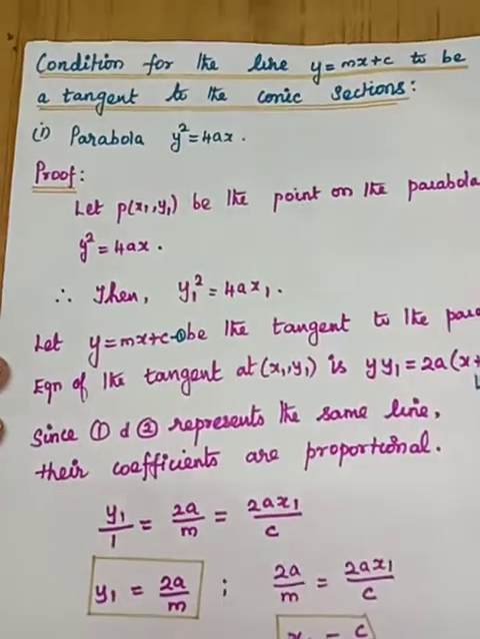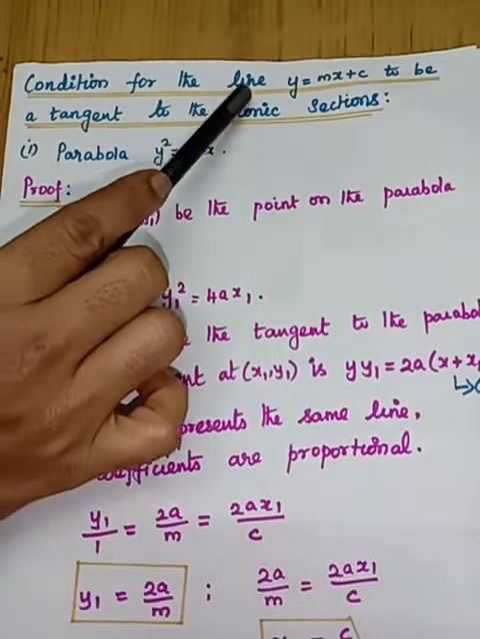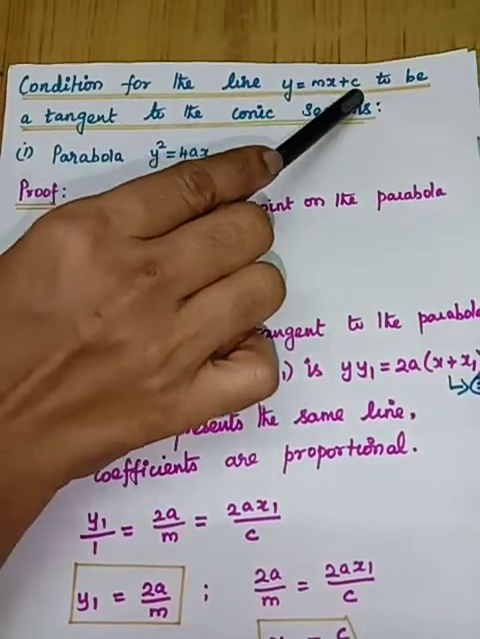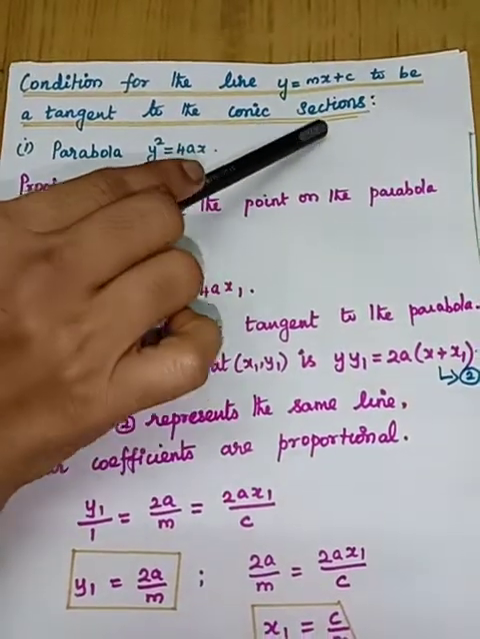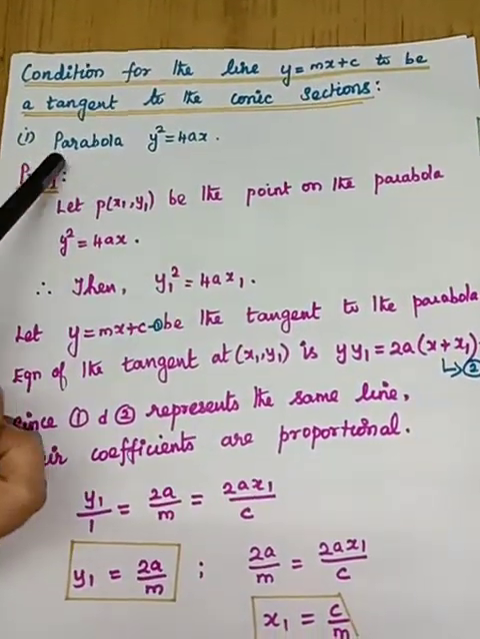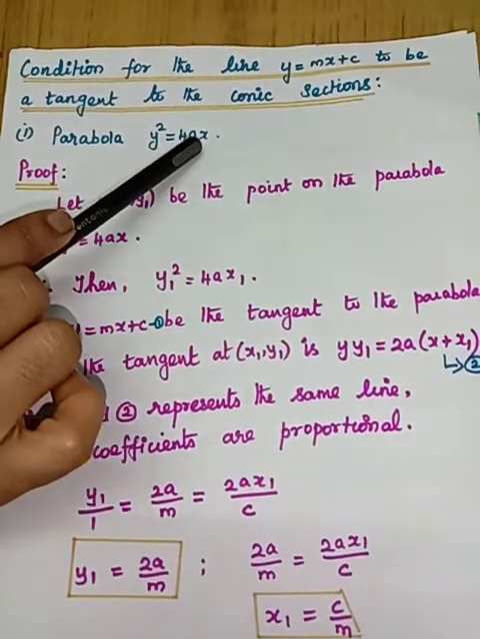Students, today we are going to see the condition for the line y = mx + c to be a tangent to the conic sections. First conic, we are going to take the parabola y² = 4ax.